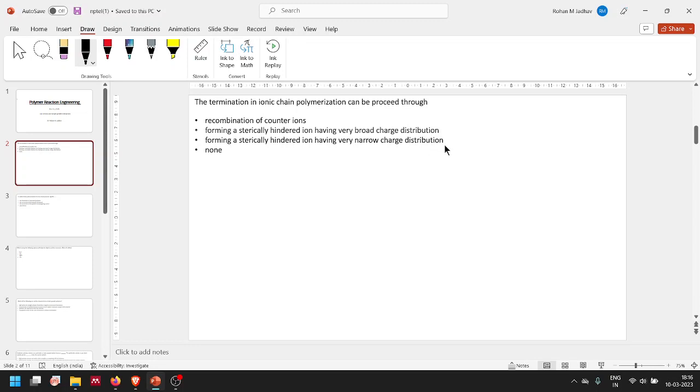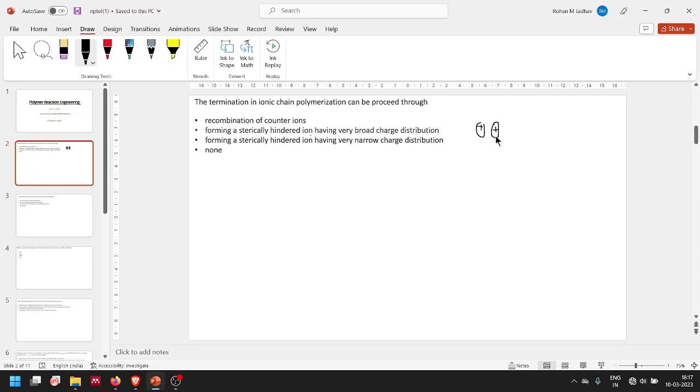First, we have recombination of counter ions. Recombination of counter ions requires an external agent in ionic chain polymerization. The termination step requires an external agent for the reaction to terminate, since like charges repel each other and hence cannot form a new bond to terminate the reaction, so an external agent is required.